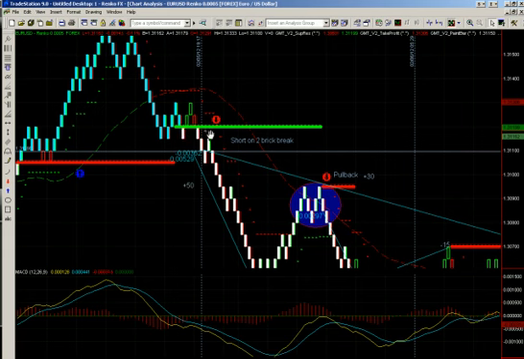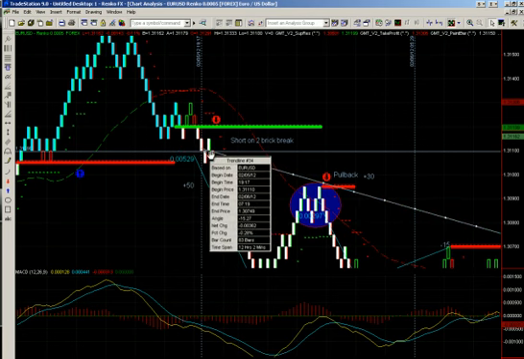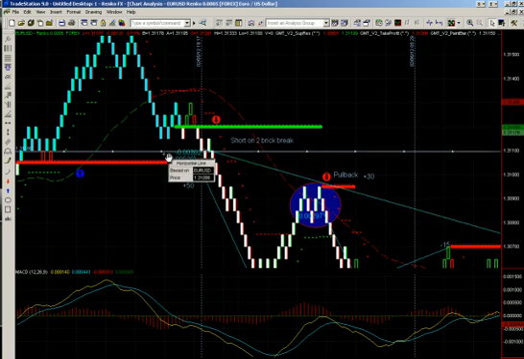Now once this support level gets broken, we're looking for a 2 brick close. So there's our second brick close there. Nice and easy. So if you're looking for an objective easy entry point, it doesn't come much easier than this. Not having to look at 3 or 4 indicators. It's nice and simple. We have the trend, so we go with the trend.